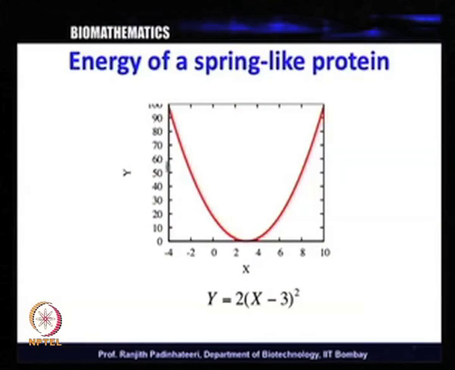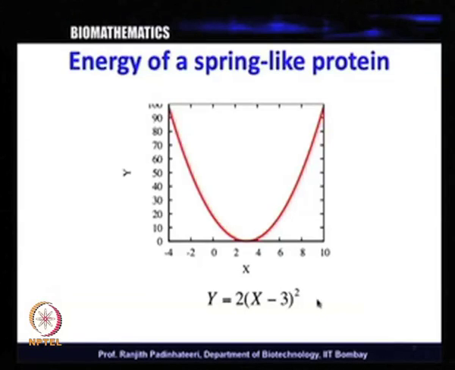So, what we have plotted here is the energy of a spring like protein, and as we said, the expression we plotted here has spring constant k of 4 actually. So, k by 2 is 2, and x minus x 0 is 3. So, let us say 3 nanometer is the length of this protein when you apply no force, and you can stretch or compress this protein, and the energy needed for this is x minus 3 whole square times 2, where 2 is the half of the spring constant.